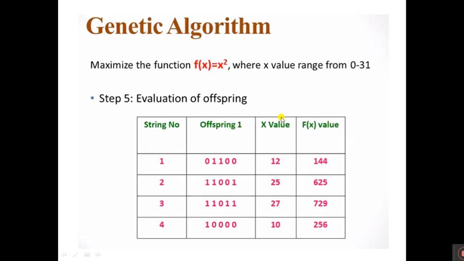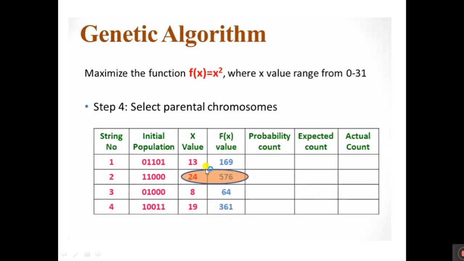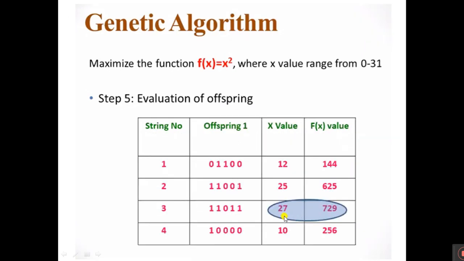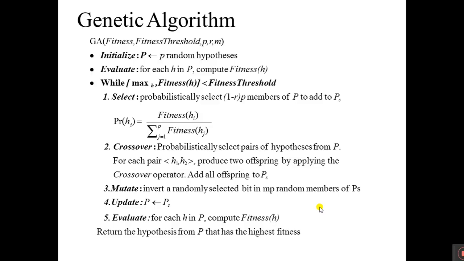Right? So these are the values I am getting, but originally I have this type of value. For example, for 24 already 576 is there. Now I am getting 729 for 27. This is the improved value of offspring generation using this genetic algorithm method. That is 9% improved. So based on this example, you can go through this genetic algorithm.